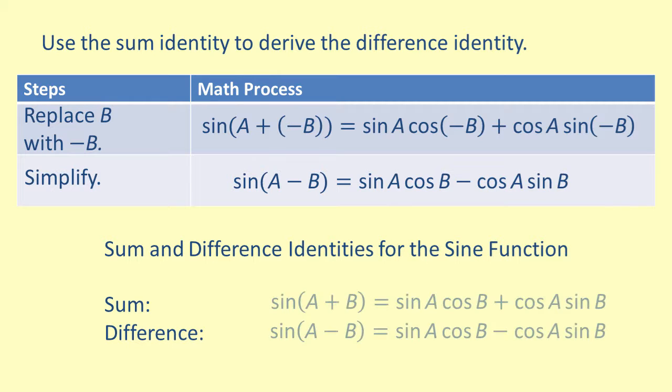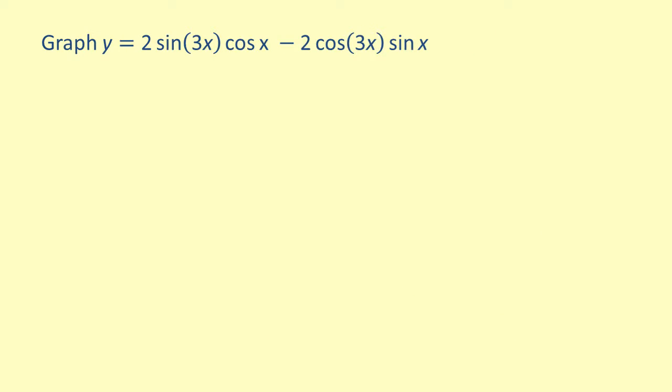Now that we have derived both identities, let's look at an example where the difference identity is used. Graph the function y equals 2 times the sine of 3x times cosine of x minus 2 times the cosine of 3x times sine of x. If we apply the difference identity, we can rewrite this equation as a single sine function and then graph it.